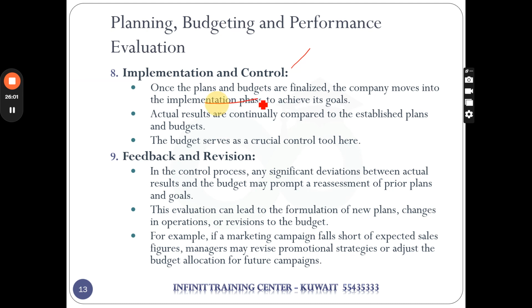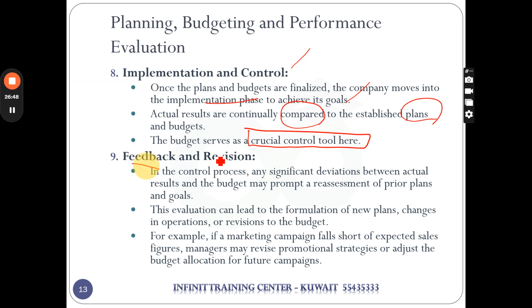The company then moves into the implementation phase to achieve its goals. Here, actual results are continually compared with your plans. That is why we call the budget a control tool. We are supposed to have marketing expenses of 1 million, and we have already reached 900,000. So we have only 100,000 left, and you cannot do more marketing. So there is a control on your marketing expenses now. That is why we call the budget a control tool.